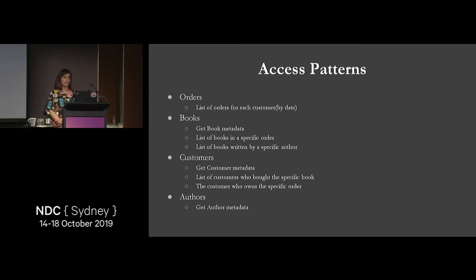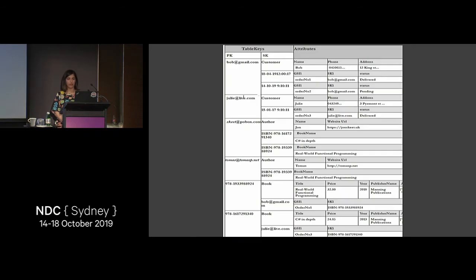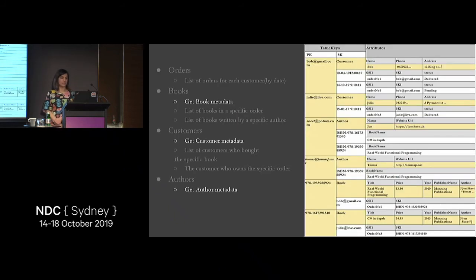We want to get a list of orders for each customer, filtering by date, a list of books in a specific order, and a list of books written by a specific author. And for a specific book, we want to know who bought it. And for a specific order, we just want to know who the customer is that placed it. So the final design would be something like this, our table. But let's see how we come up with this design.